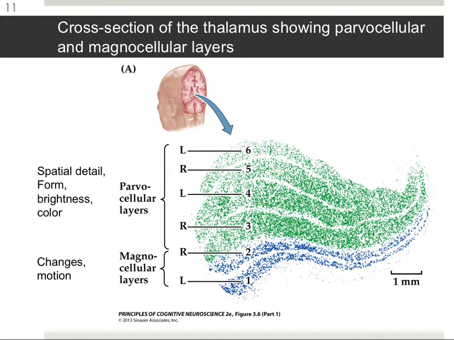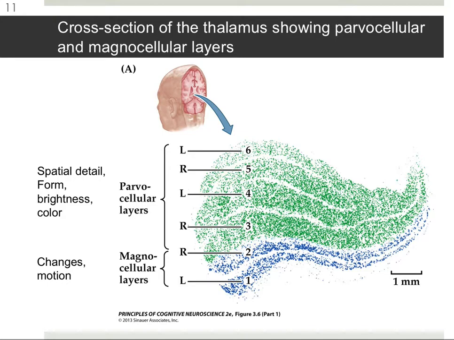So even when you get to the level of the lateral geniculate nucleus, which is in the thalamus, you get these nice distinctions between layers of parvocellular cells and magnocellular cells. You can think of those as the M pathways and the P pathways. And to a first approximation, the M pathways, the magnocellular layers, map onto the visual system's ability to detect changes and movement or motion.